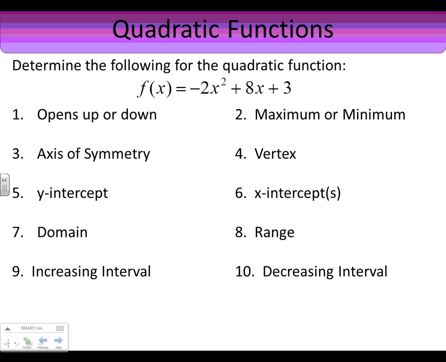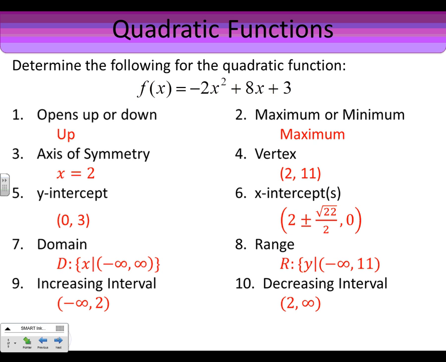Okay, so you should have answers for all 10 of these questions. So let's talk about them. Opening up or down. How do we know that? Well, in vertex form, our A value determines if it opens up or down. If it's negative, it's going to open down. If it's positive, it's going to open up.